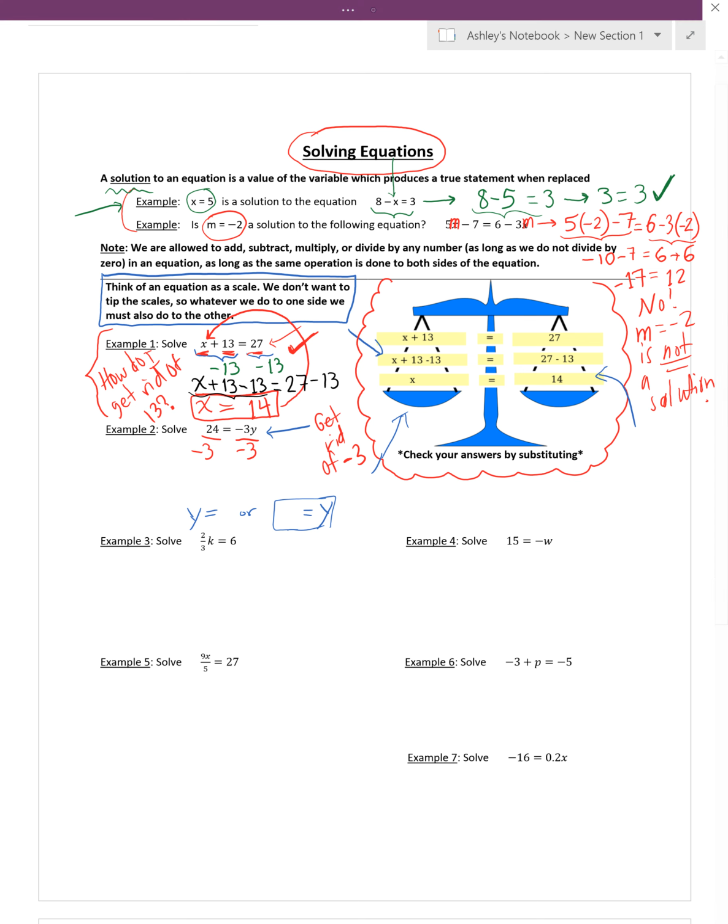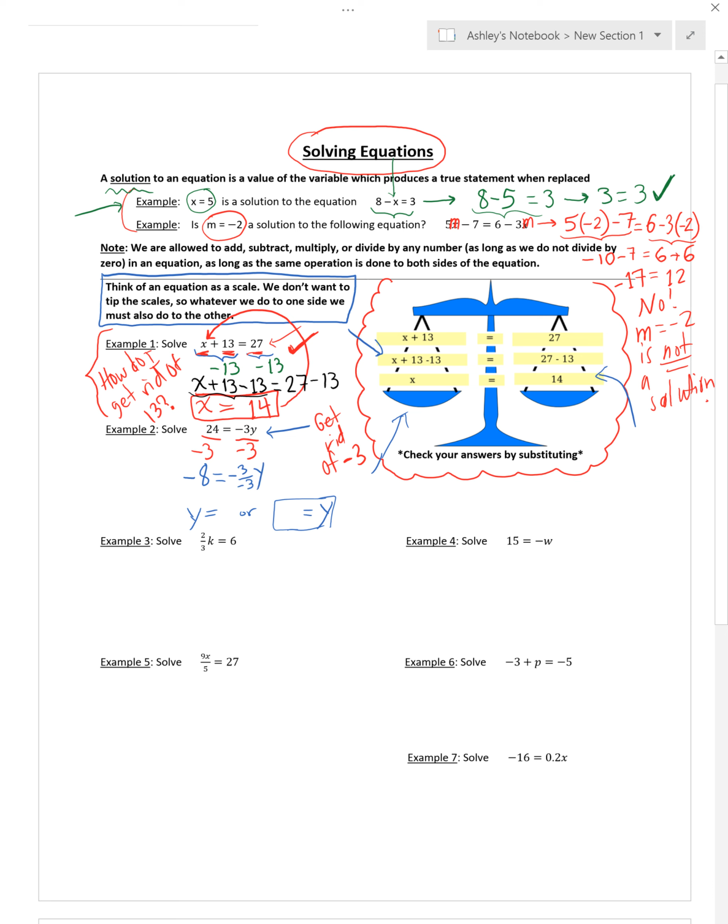Alright, so if we do that, y is by itself, but let's take an extra step here just to be sure. On the left side, we have 24 divided by -3. That's -8. And then on the right side, -3 divided by -3 is 1. So we really come down to -8 equals +1y, since -3 divided by -3 is +1.